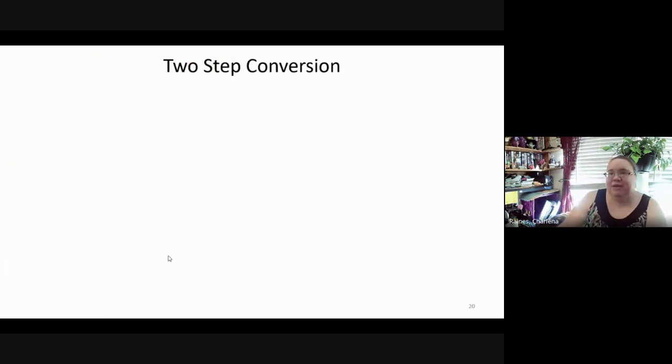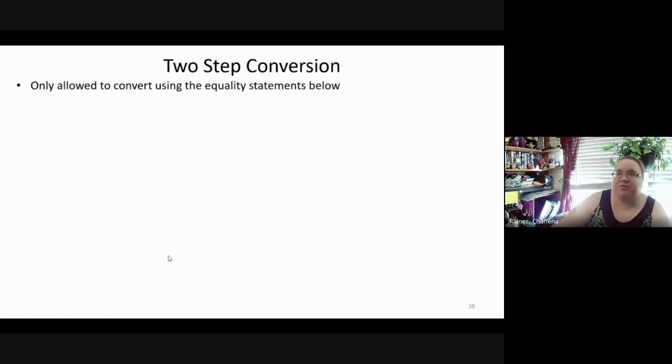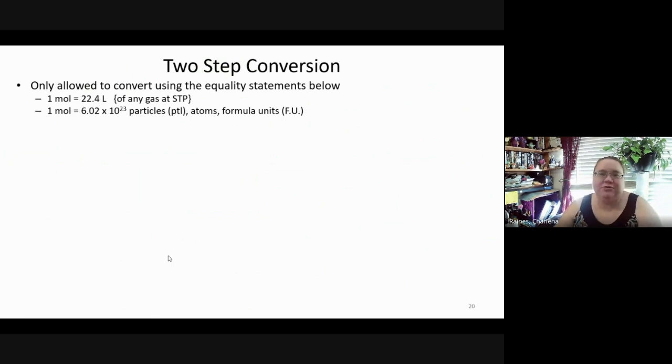So 2-step conversions. This is very, very similar to what y'all would have seen on Friday. We're only allowed to use the 3 possible equalities. So the 1 mole in 22.4 liters, 1 mole in Avogadro's number, and 1 mole in molar mass.